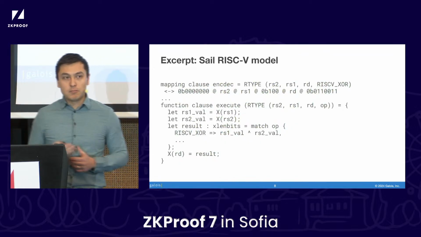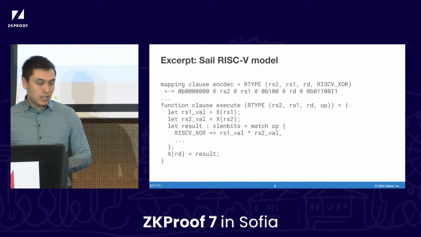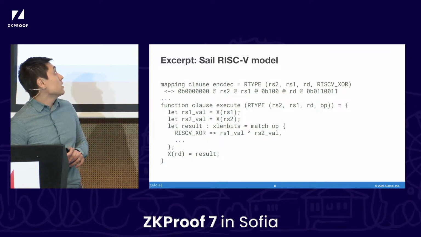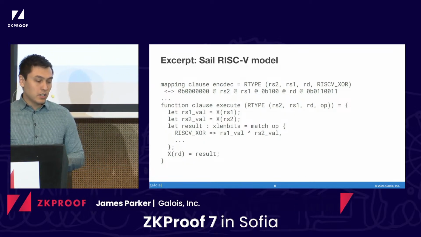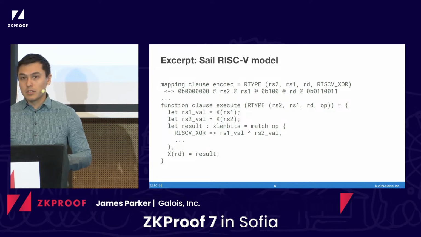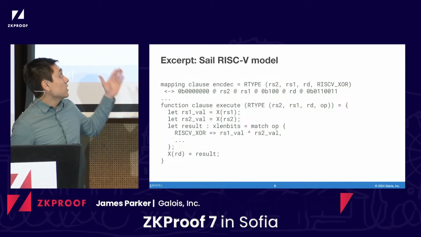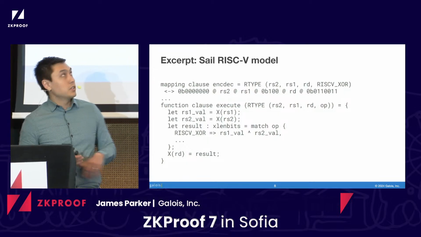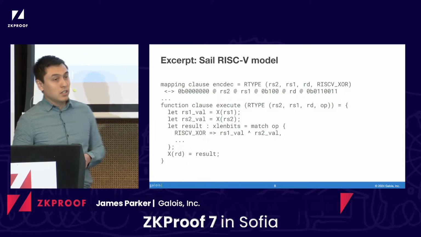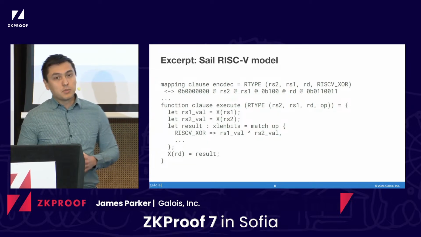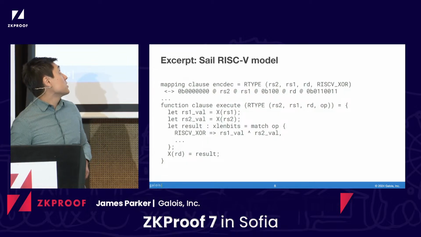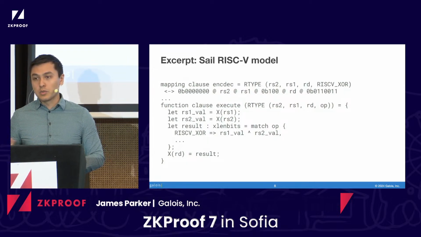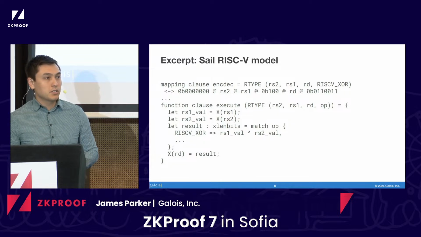Just to give you a high-level idea of what Sail looks like, here's a little bit of an excerpt of the RISC-V model. Here you can see it defines a nice way to convert between the bit code representation of, let's say, an XOR instruction. You can extract all the registers, and then you can define a semantics of what should happen when you execute the XOR instruction, right? So you're just reading from each register, performing the XOR instruction, and then writing back to the destination register.